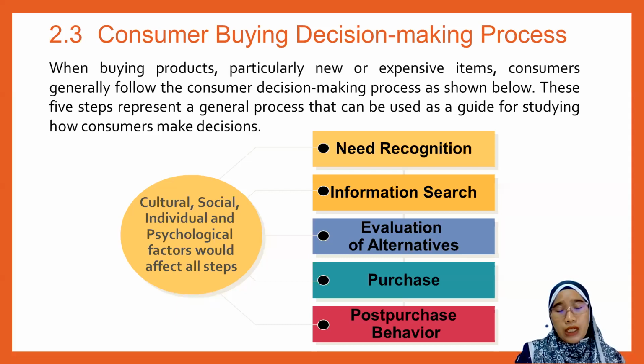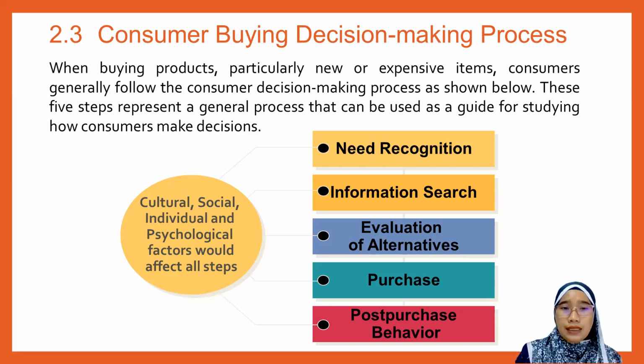Okay, so typically when we want to buy something as a consumer, whether we realize it or not, kadang-kadang kita akan buat ataupun go through this buying decision process. Okay, so this buying decision process usually happens bila we want to buy something new or expensive, and consumers generally follow the consumer decision making process as shown below here.